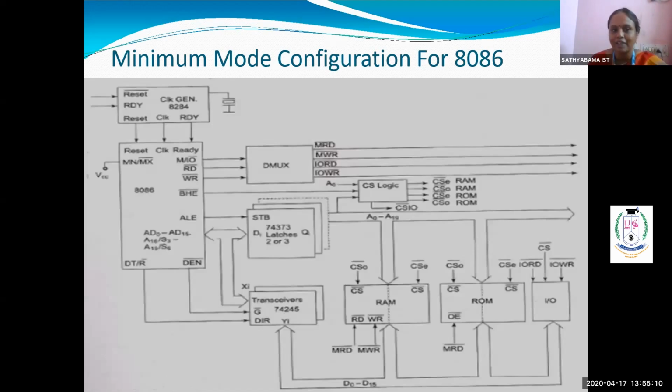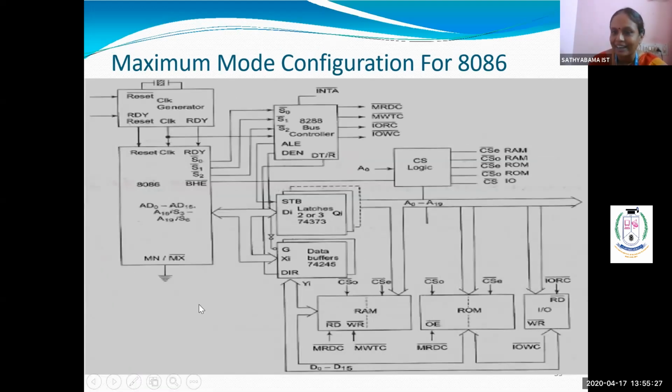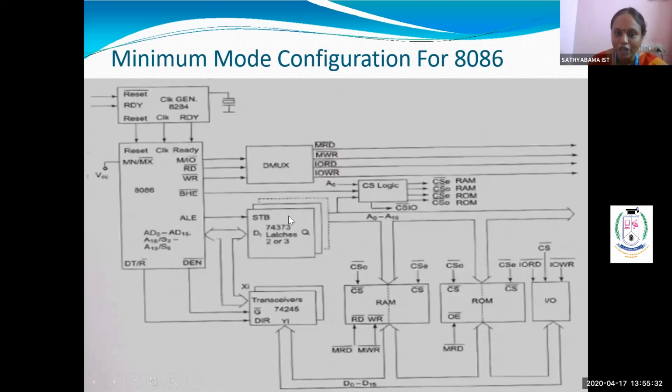So one thing you understand: first is the clock generation signal. And another one, ALE, I am feeding to 74373 to separate the address and data. 74245 is for bidirectional data. And I told you 2 signals will support that: DEN bar and data transmitting and receiving. Okay. Now just look up the minimum mode.